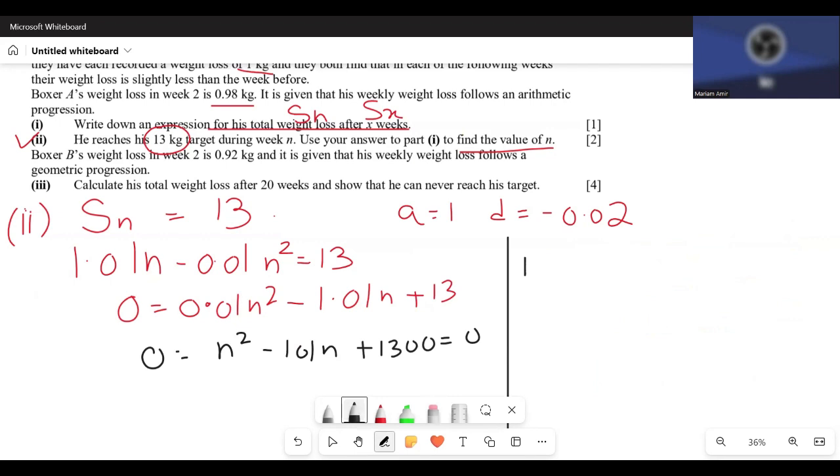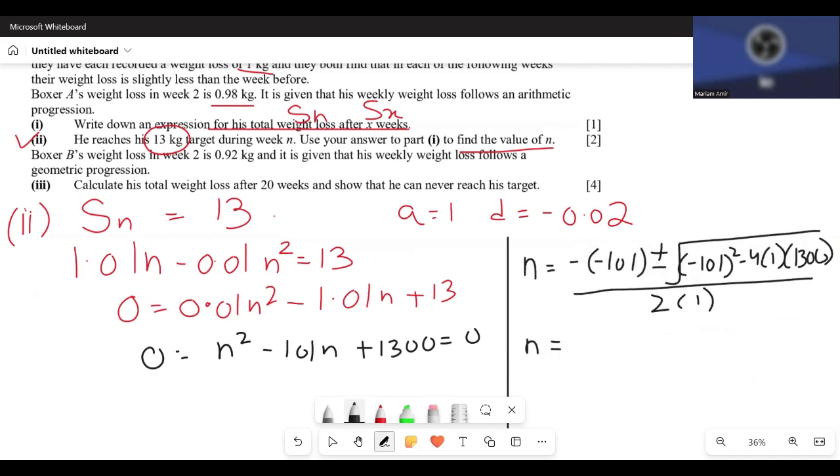n is equal to minus b plus or minus the square root of b squared minus 4ac, upon 2a. Entering this in the calculator, you get n is equal to 16 or n is equal to 85.85. Now the only correct answer is n equals 16. After 16 weeks, he observes a weight loss of 13 kg.